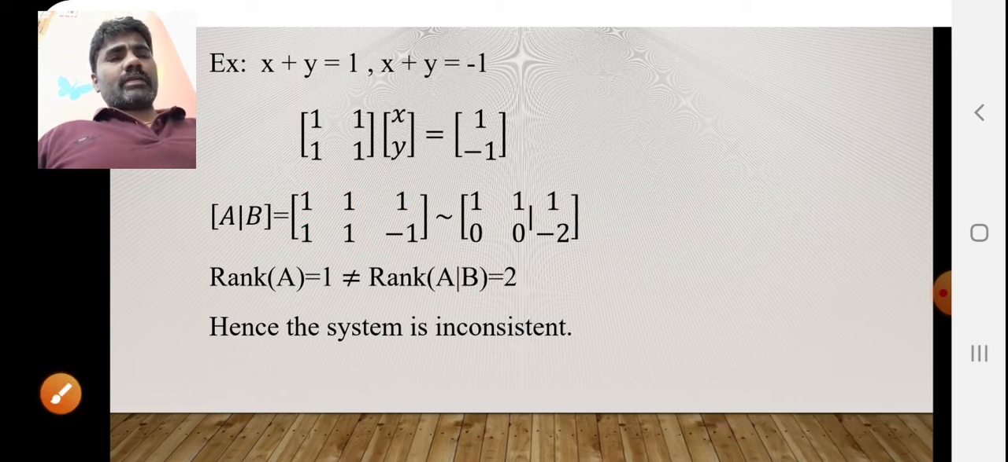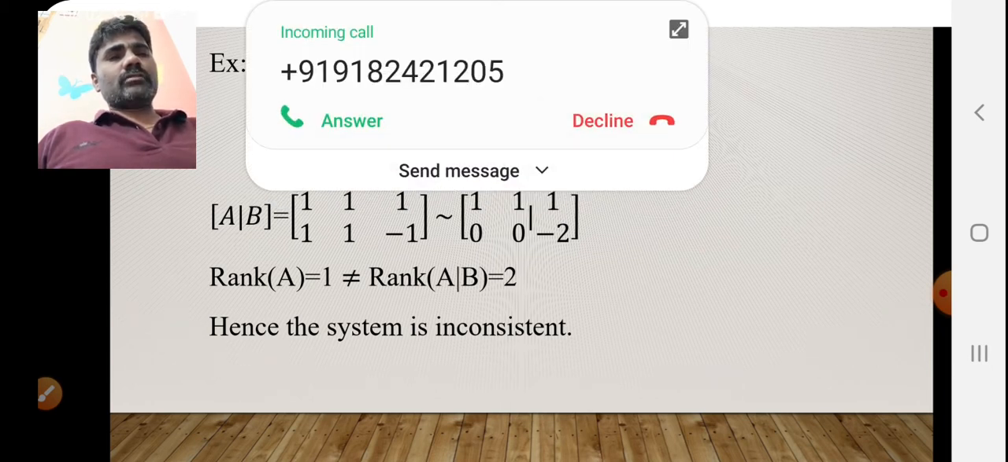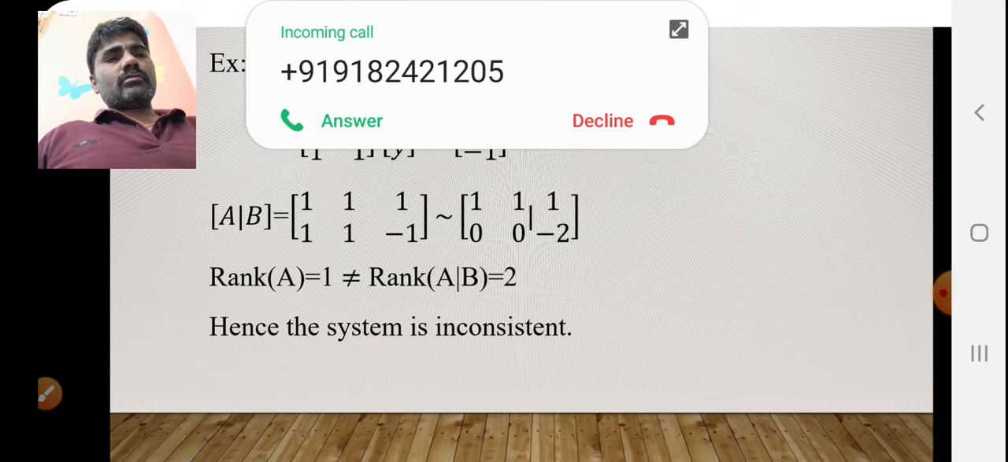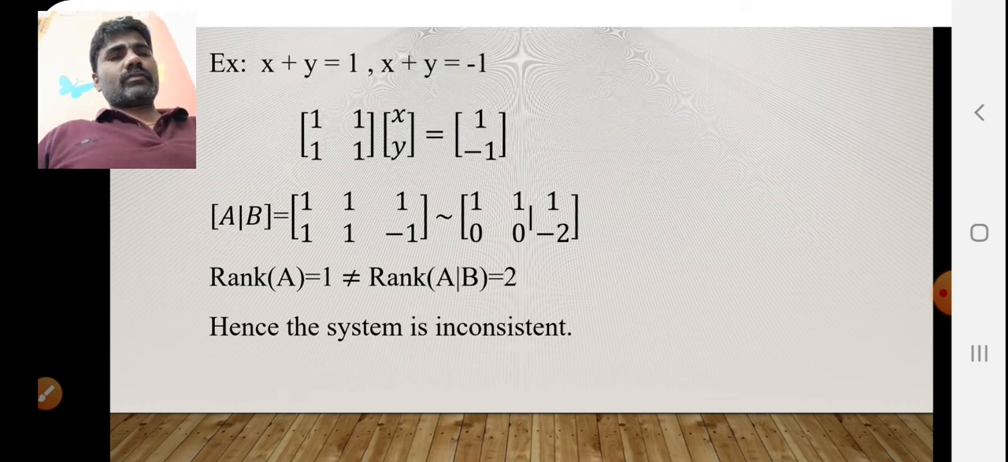By applying elementary row operations, we reduce this into row echelon form. For that, we apply the row operation R2 goes to R2 minus R1. Taking R2 minus R1, we get [1 1 | 1; 0 0 | minus 2].